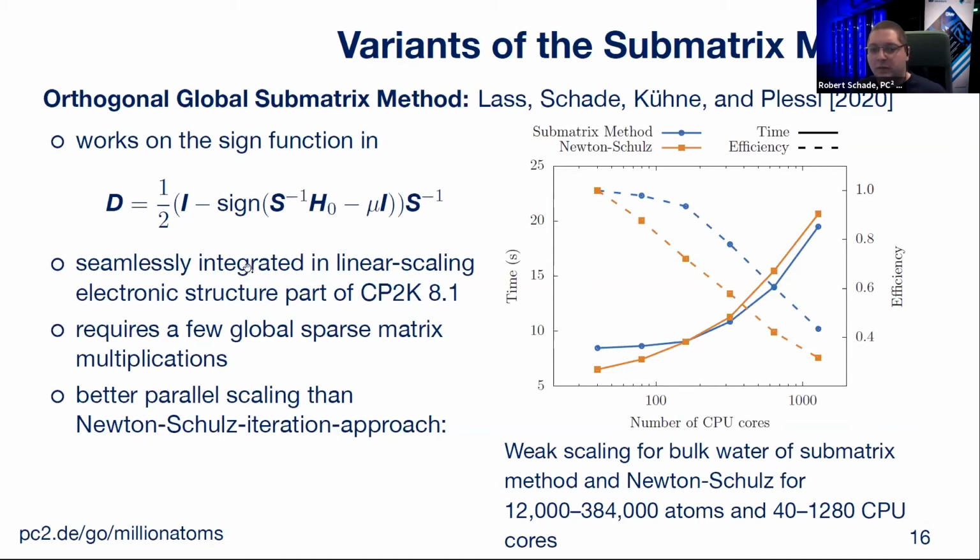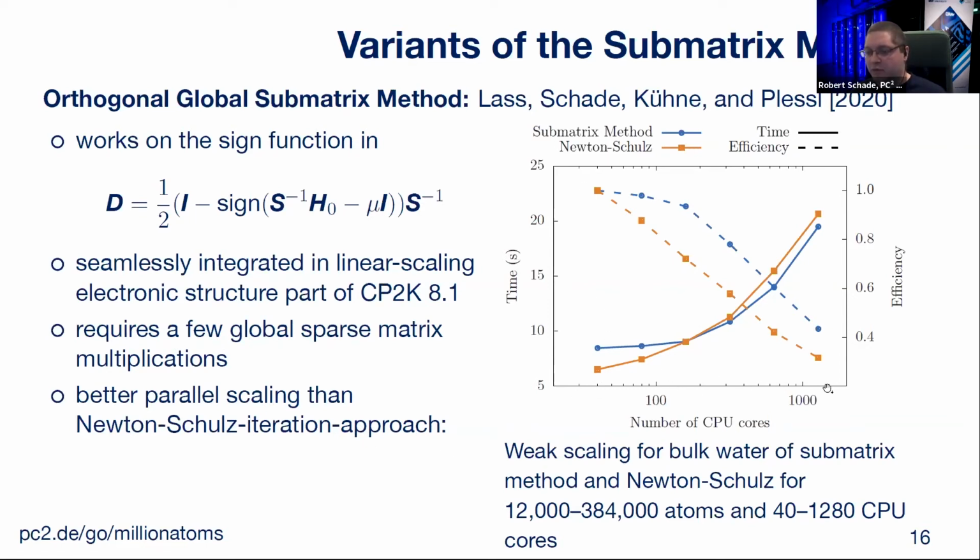This is already seamlessly integrated into CP2K and is compatible with all electronic structure approaches that are compatible with the linear scaling environment in CP2K. However, this requires a few global sparse matrix multiplications for these operations in the back. And we've shown that this already scales better than a similar Newton-Schultz iteration approach, which was till now the preferred approach. You can see that here quickly in plots.